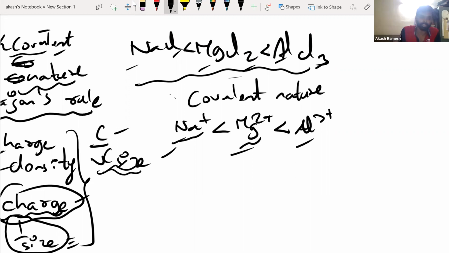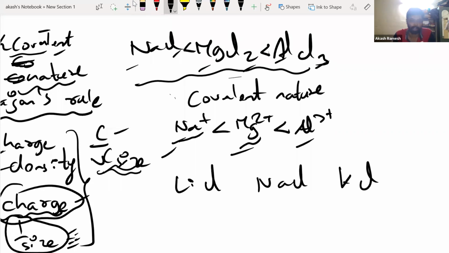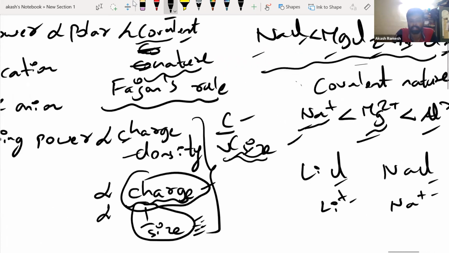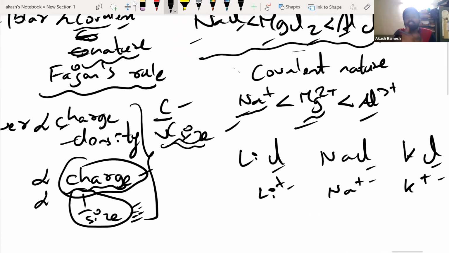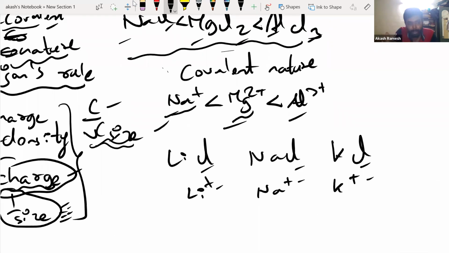Now, let me take a case where I have to take size into account. Say I take LiCl, NaCl, and KCl. Now what happens? The anion is the same, chlorine. But the cations are different. Here it is Li+, here it is Na+, here it is K+. Now you see all of them are +1. If you see these kind of situations, then you use the size. The polarizing power is inversely proportional to the size. So the cation which has the least size is going to have the maximum polarizing power, and that maximum polarizing power will give rise to the maximum covalent character.